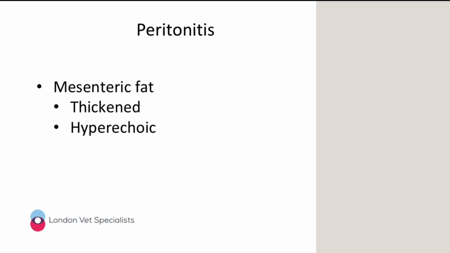So along with peritoneal effusion, we often get peritonitis, and the peritonitis we diagnose based on changes that we see to the mesenteric fat. So the mesenteric fat, when it gets inflamed, tends to get thicker and brighter. So when we're looking for peritonitis, we're looking for thick, hyperechoic mesenteric fat.